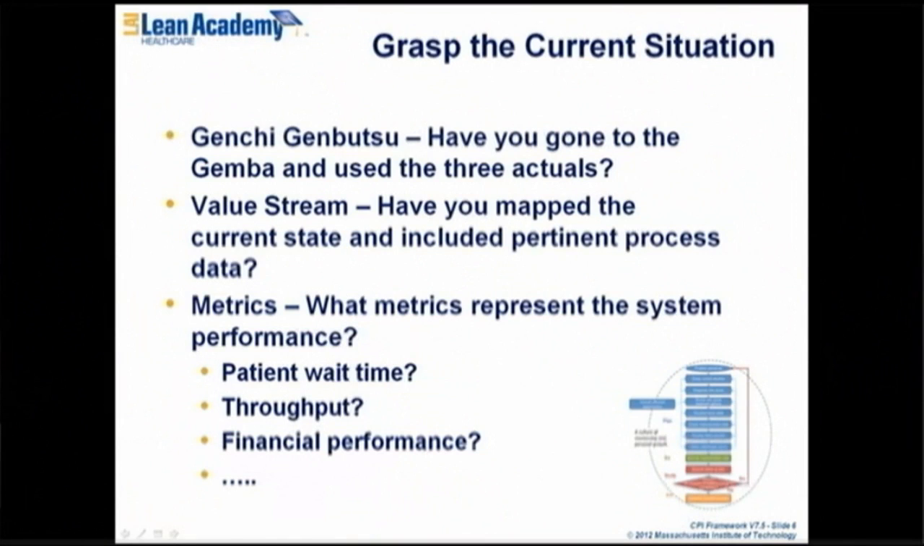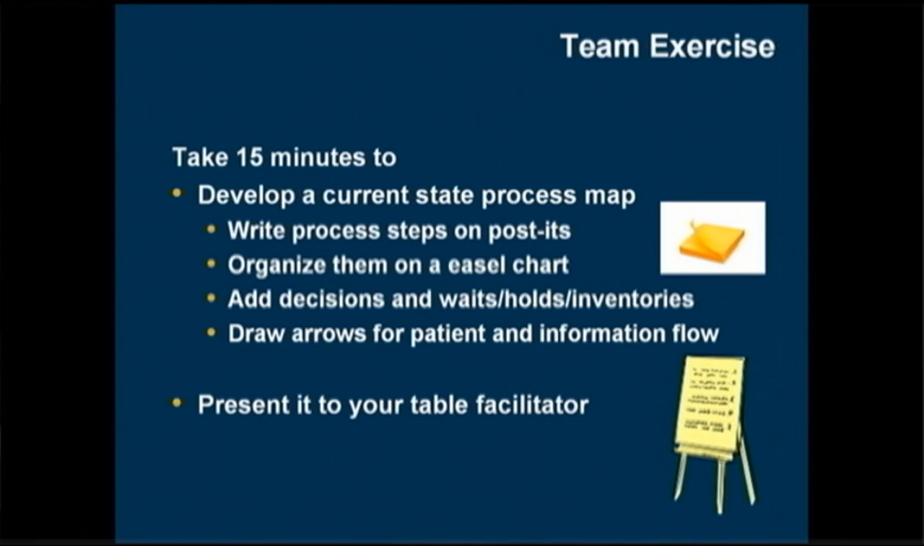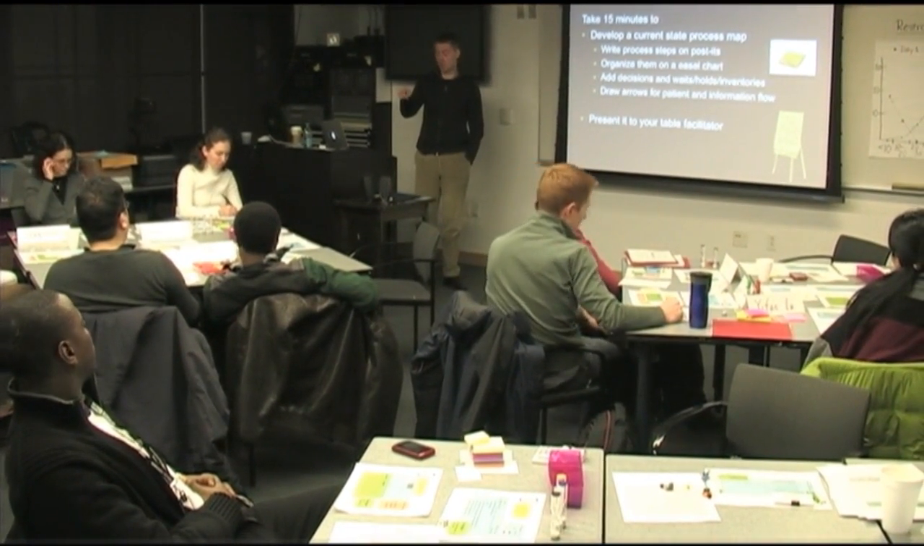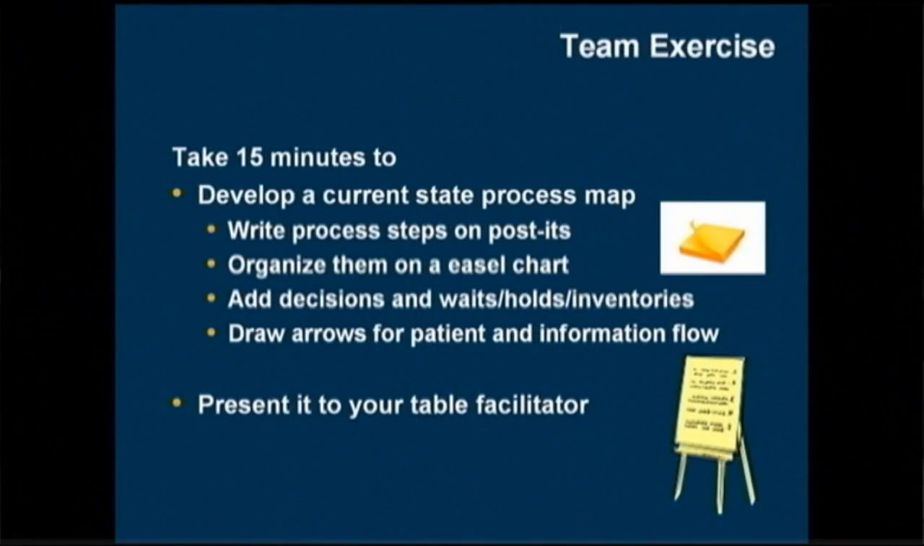All right, so not so much talking from here. 15-minute exercise, okay? Develop your process map as it looks right now. Not the anticipated future state, but what does it look like right now? Write your process steps on your Post-its. You have the easels that you can put them up on, and you can connect them. And just before you start, add the decisions, right? The waits, the holds, and the inventories.